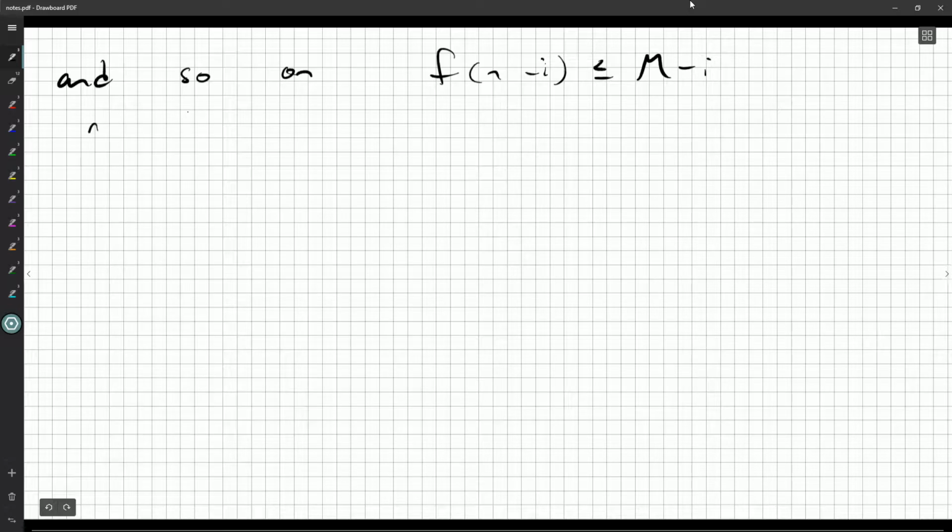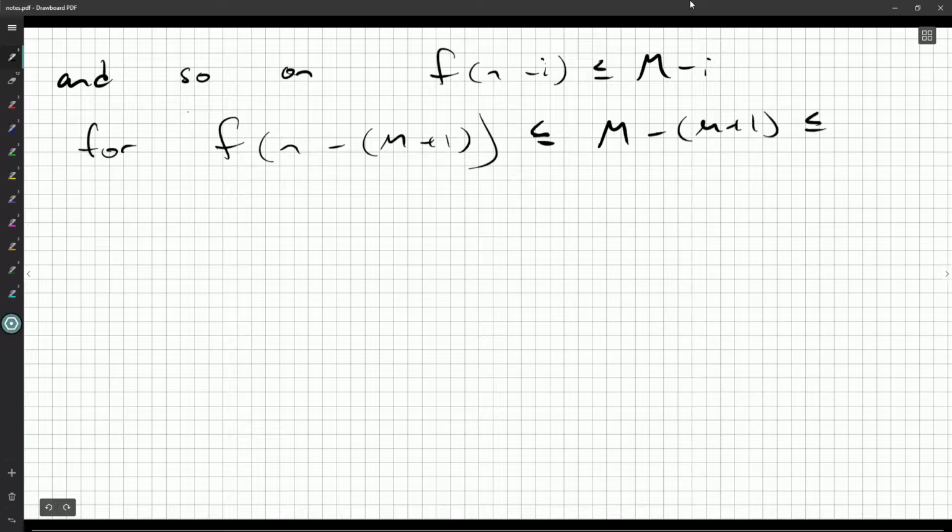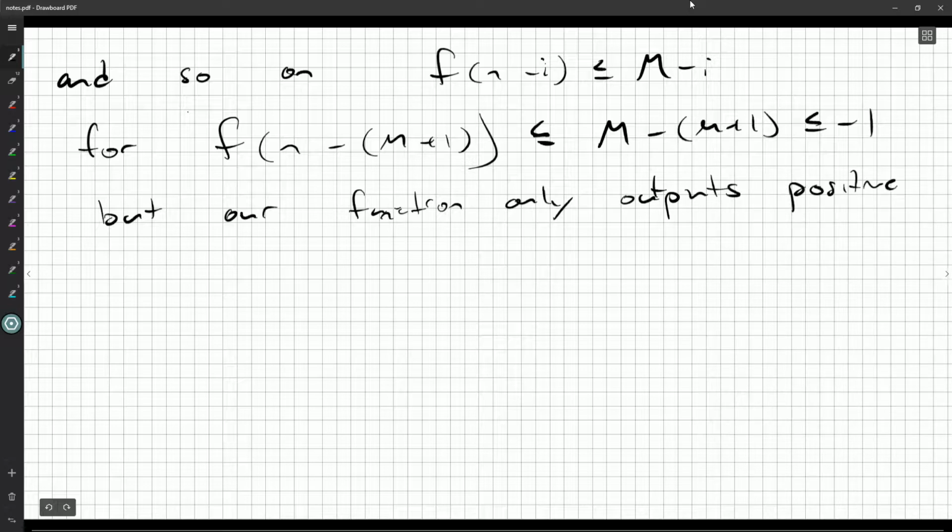Now, why does this matter? Well, suppose I took away, because m is just a positive number, this one here would have to be less than or equal to m minus m plus 1, less than or equal to negative 1. But our function only outputs positive integers. So this is impossible. Or what we sometimes say is we've reached a contradiction.